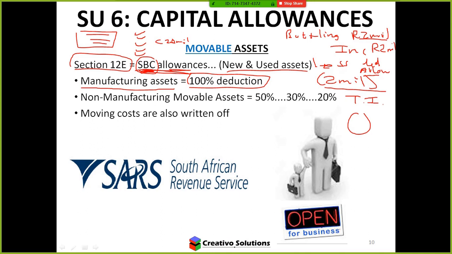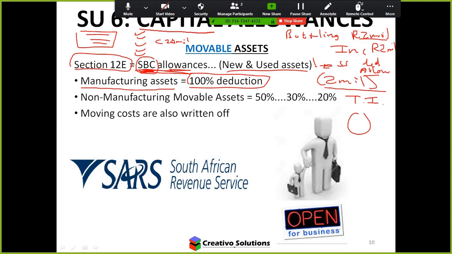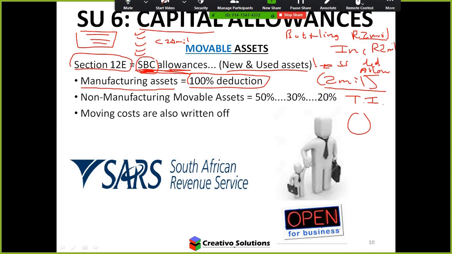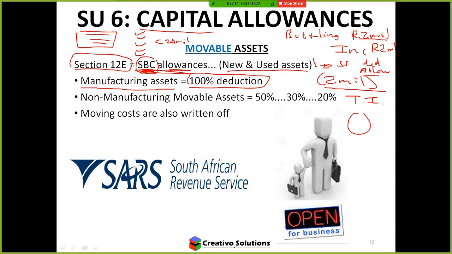Yes. Okay, and that's why capital allowances are so important. And they're only applicable for businesses. This doesn't apply to individuals, okay? It only applies to businesses. When I say a business, I'm referring to a sole proprietor, a partnership, a CC, a company. Any business, right?